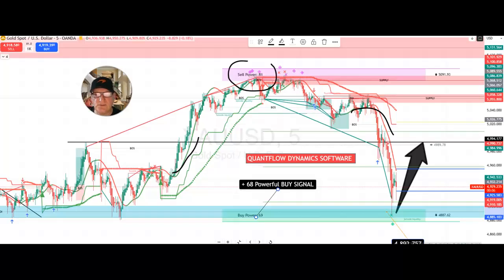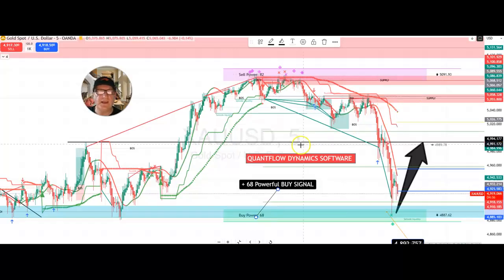There's a couple of things you might notice here. Notice the sell power 81. Above 60 is very strong. 81 is very strong. And you've got a buy power here of 69. Okay, so these are important areas for targets as well as maybe possibly entries if that's what you want to do.